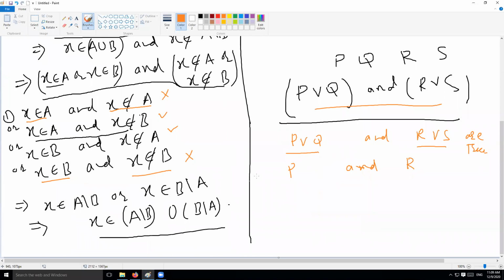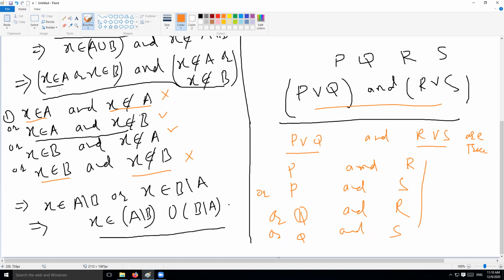So that's one possibility. What could be another possibility? Out of (P or Q), P is true, and out of (R or S), S is true. So if P is true, (P or Q) is true, and if S is true, (R or S) is true, and hence this entire statement is true because both parts of the AND are true. Or you can have the situation that (P or Q) is true because Q is true, and (R or S) is true because R is true, or you can have Q and S. So these are the four possibilities that you can have.